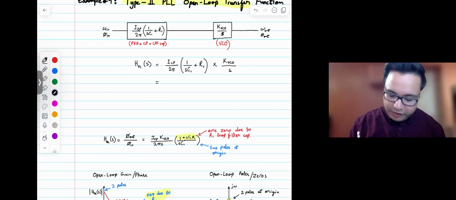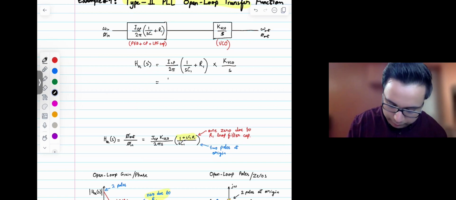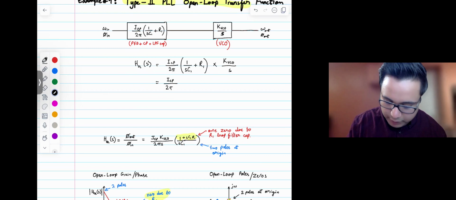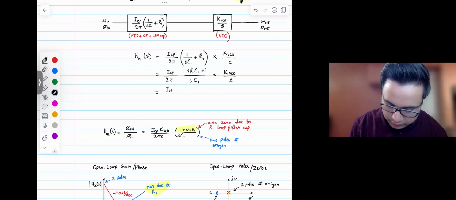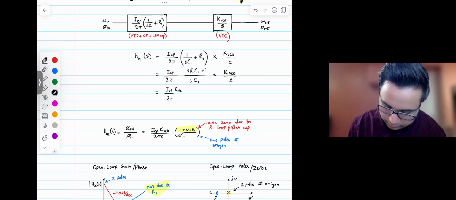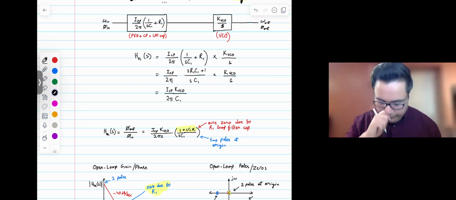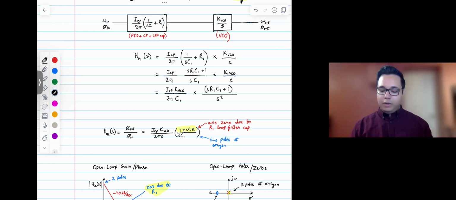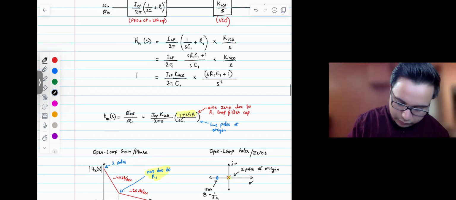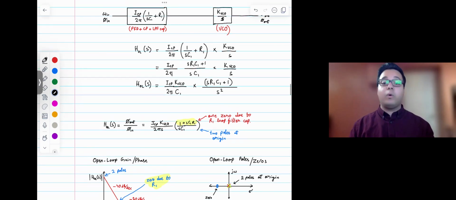Then I can simplify it to the form that we usually look for. Let me pull out all the constants here: the charge pump current over 2 pi, and then I could write S C1 as a common denominator, with S R1 C1 plus 1, multiplied by K_VCO, divided by S. Then I can pull out all the constants: I_CP over 2 pi, K_VCO and C1. That will be the DC gain, multiplied by an S term at the top, S R1 C1 plus 1, which will be the zero. And we have two S terms at the bottom, which are the poles at origin. So that is our open loop transfer function for a type 2 PLL.